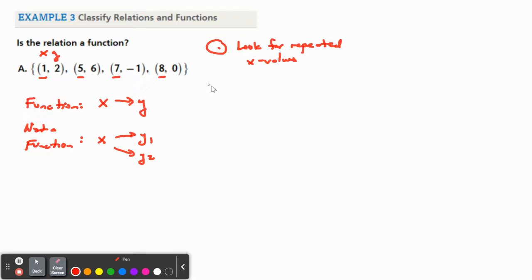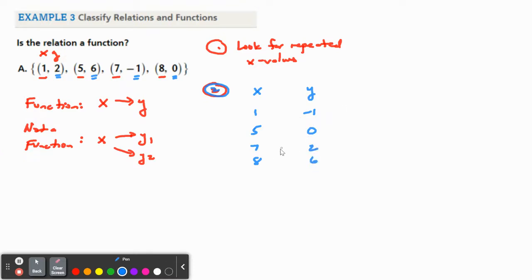The second thing you could do is I'll do it in blue. You could do a mapping. I like mappings. You can make an x column, and I like to put the numbers in numerical order. So 1, 5, 7, 8. You don't have to. But if you are able to, then over here for your y's, 2, 6, -1, and 0 are my y's. So that would mean -1 would go here, then 0, and then 2 and 6. But again, you don't have to put them in numerical order at all.